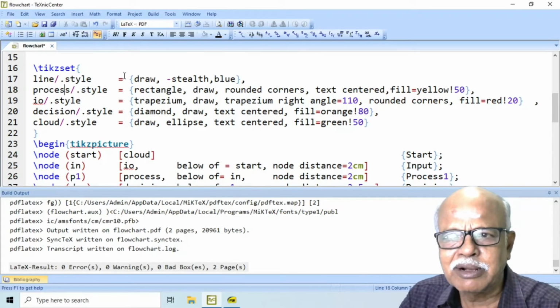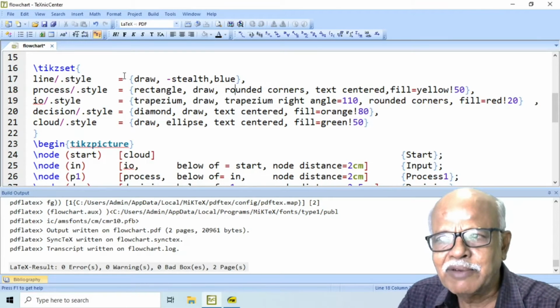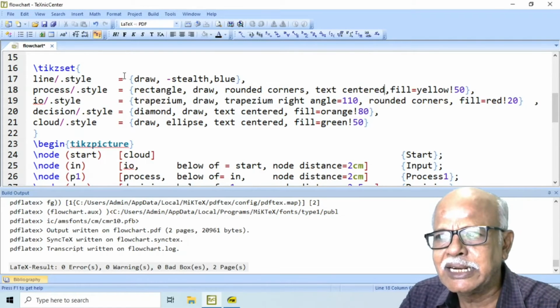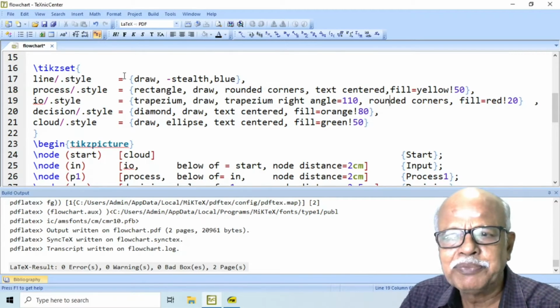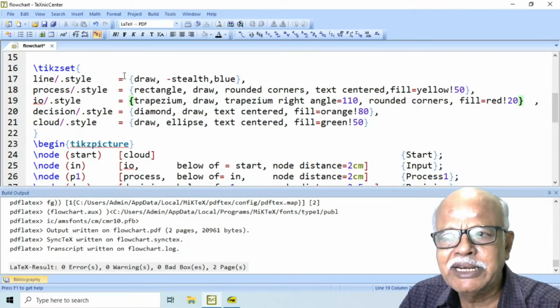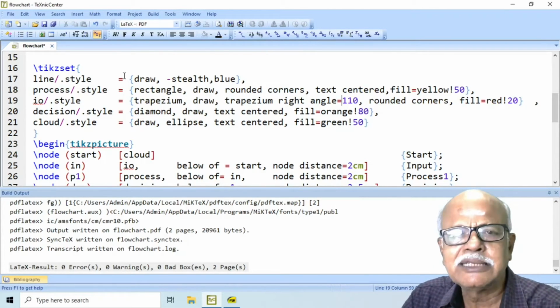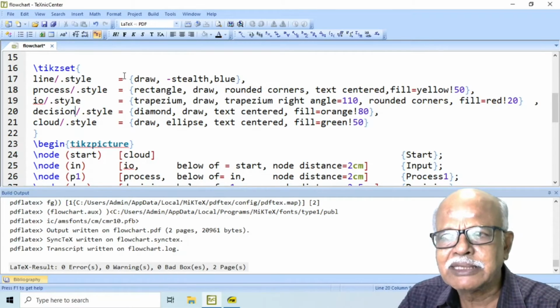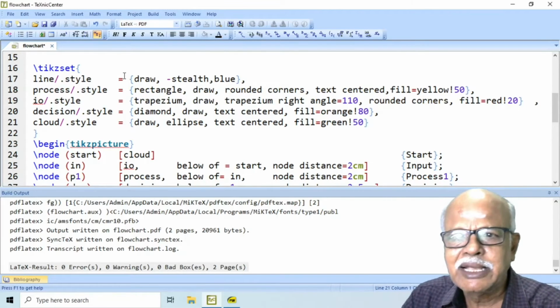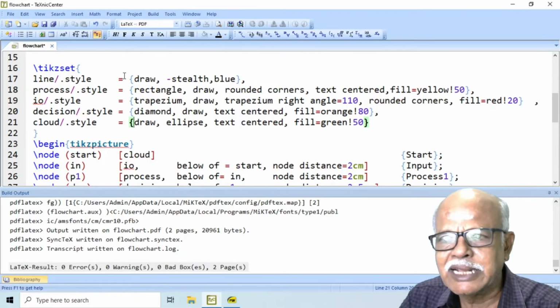Similarly, the process block is in the form of a rectangle. We draw the border, we have rounded corners, and the text that we are going to enter there is centered, and we are going to fill it with 50% yellow. The IO block is similarly defined like this: trapezium, draw, trapezium right angle is 110 degrees, rounded corners, and it is 20% red. The decision block has this style and the cloud block has this style.